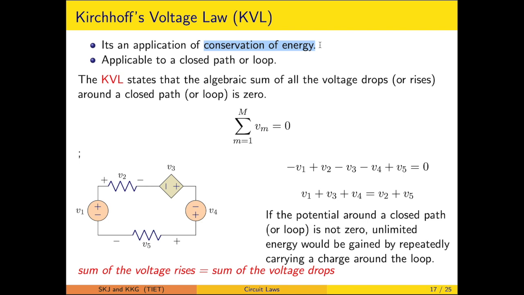That has to be seen with this particular statement. If the potential around a closed loop is not 0, unlimited energy would be gained by the repeated flow of charge around the loop, because when there is a current, there is a flow of charge. That would gain an unlimited amount of energy, and there is no source which can supply this unlimited amount of energy. So that suggests that the potential around a closed path has to be 0.